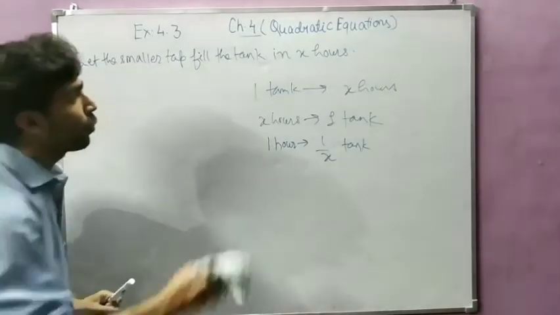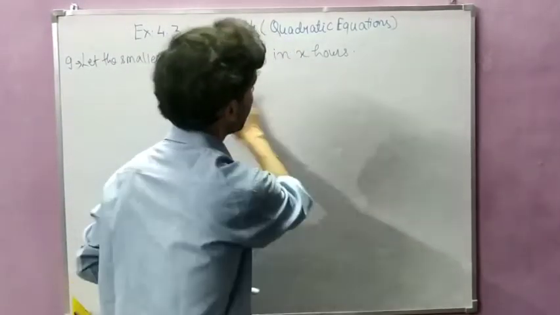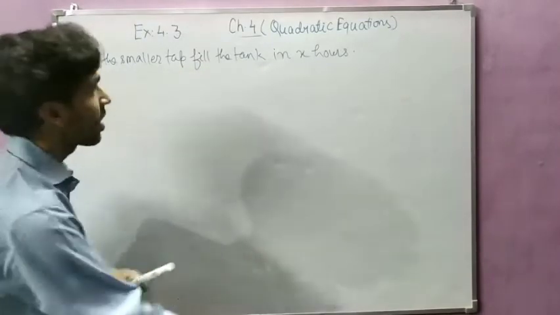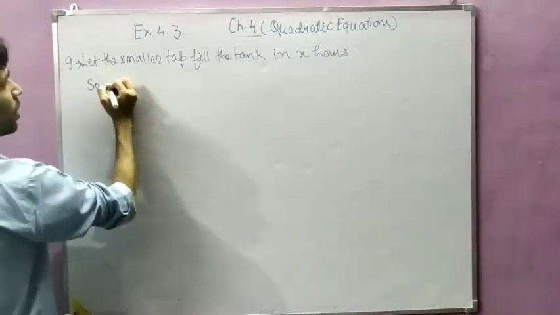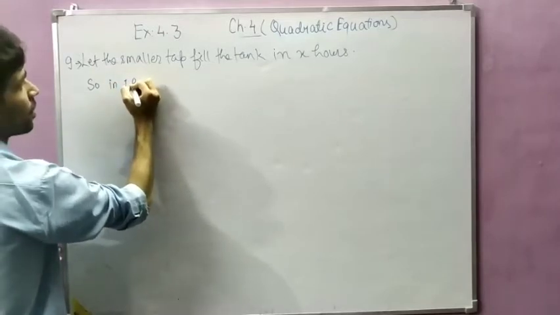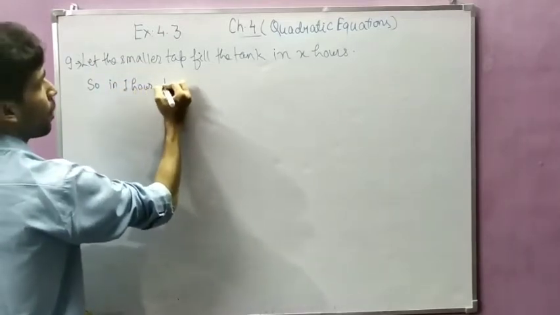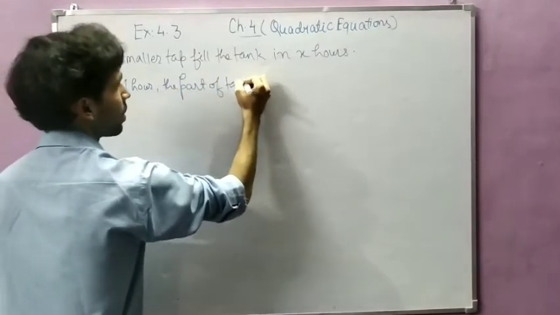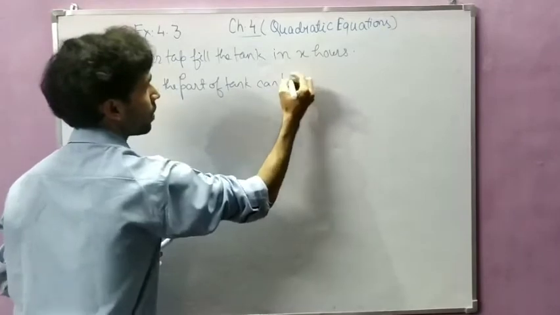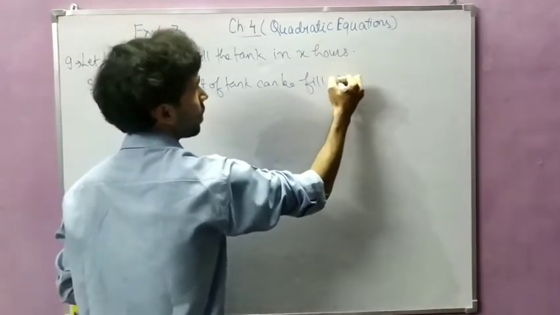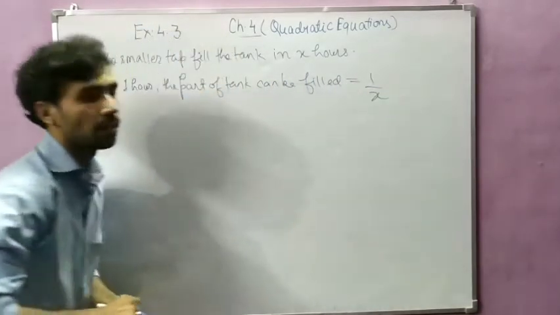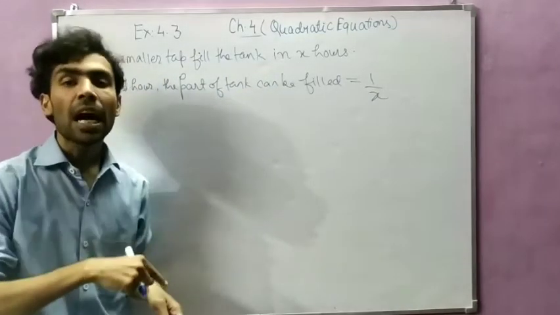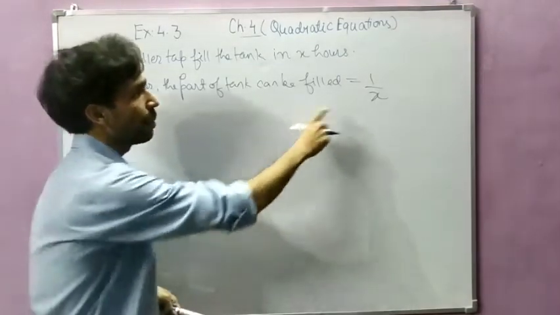So first we have to assume that let the smaller tap can fill the tank in x hour. So in 1 hour the part of tank that can be filled is equal to 1 by x. Okay, the smaller tap can fill in x hour. So in 1 hour how much will it fill? Just the reciprocal, that is 1 by x.